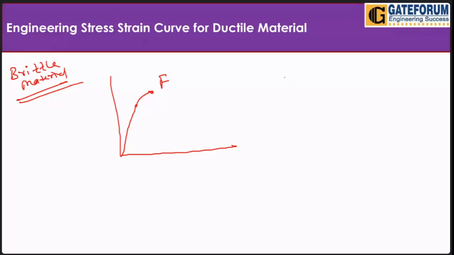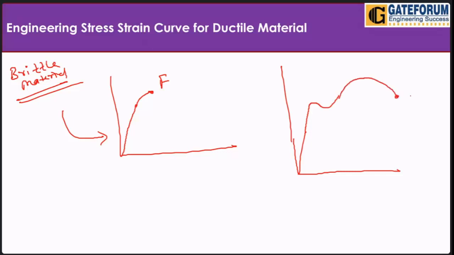And suppose the carbon percentage changes. This one is for the brittle material. And suppose here we have mild steel. I'm writing MS for mild steel. And what is the percentage of carbon in mild steel? Almost 0.3% carbon.